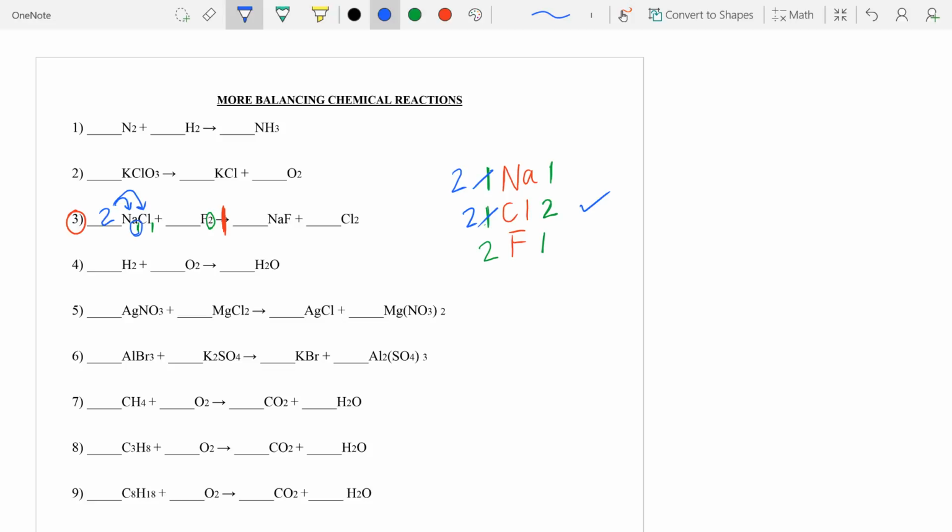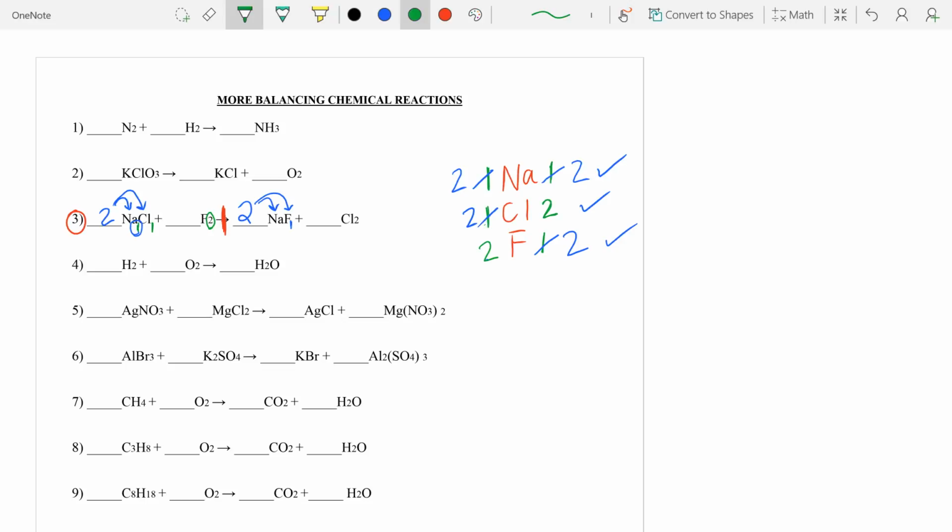Now let's fix our fluorines. On the left side I have 2, and on the right I have 1. So we need to fix this. I have 1 fluorine here, so 2 times my 1 fluorine is 2, but it also affects my sodium, which is great because I needed it to be 2 anyway. And now my sodiums are equal on both sides and fluorines are equal on both sides, and I'm set. I'm good to go.